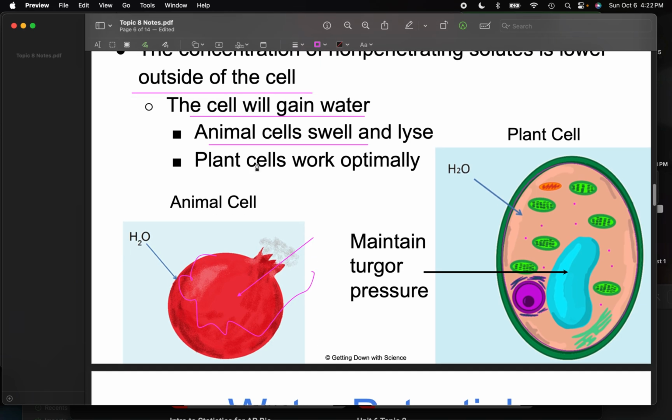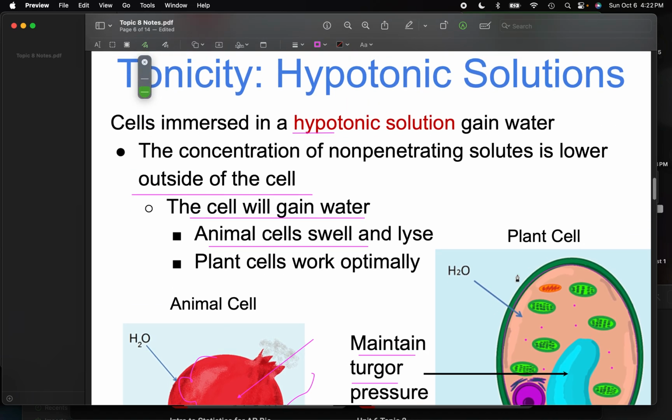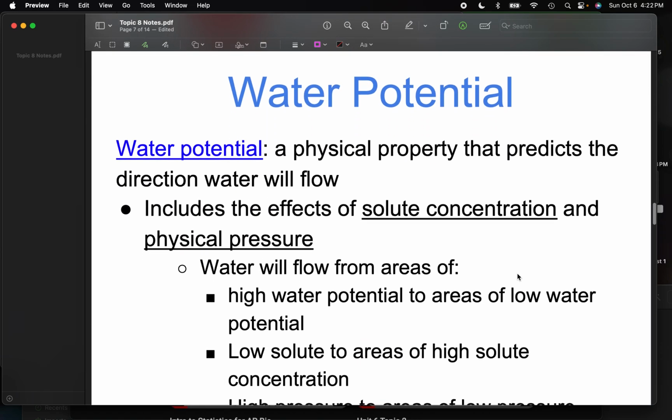Plant cells work really well, right? So plant cells in this environment, they maintain turgor pressure in this way. So yeah, you kind of want your plants in a hypotonic solution.